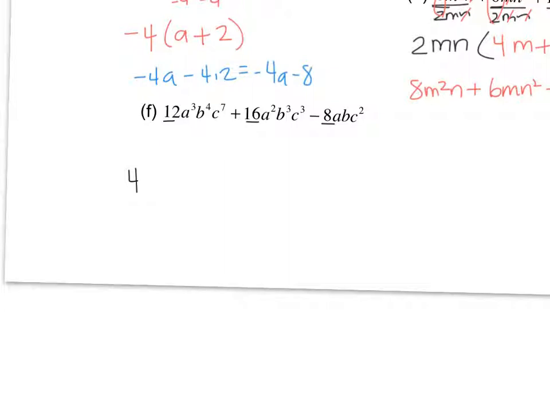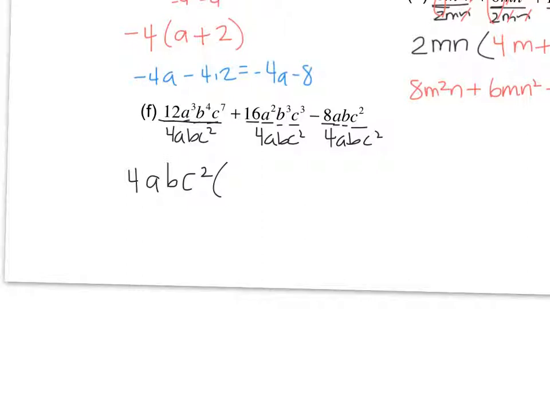We look at our variables. We have a to the third, a squared, and just a. So we take out an a. And we look at b, b to the fourth, b to the third, and just b. Only a b. C to the seventh, c to the third, and c squared. C squared is the smallest one. We can pull that one out. Now I will divide each term by 4ab c squared, 4ab c squared, 4ab c squared.